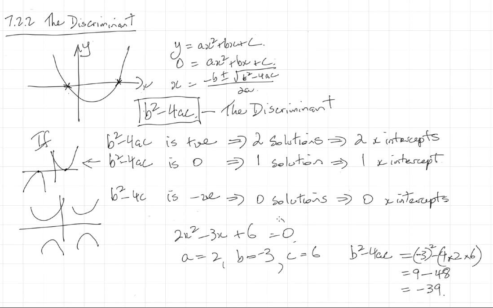So in other words, this equation here is never ever going to cut the x-axis. It'll cut the y-axis at plus 6, but it'll never cut the x-axis because the discriminant is equal to negative 39.